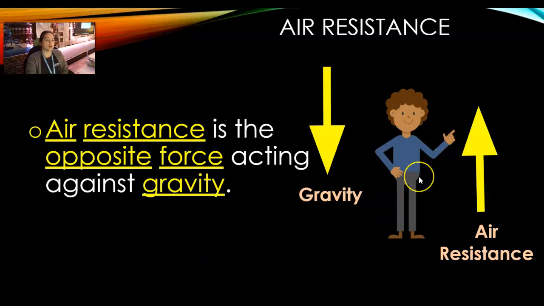And then you have this thing called air resistance. Air resistance is the opposite force acting against gravity. So when the apple fell from the tree and clunked Newton on the head, it clunked him because gravity is pulling down. But you have air resistance pushing back up on it.